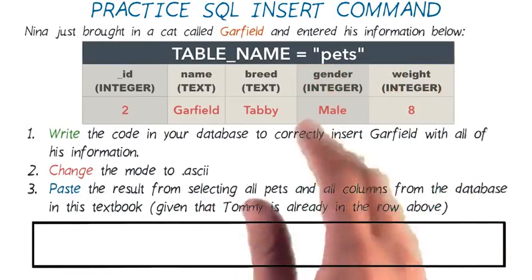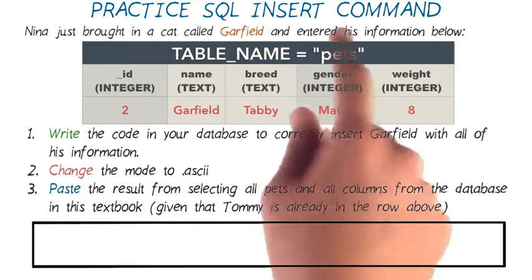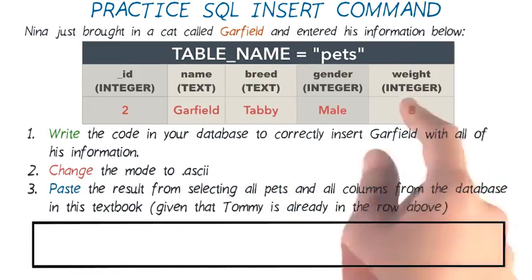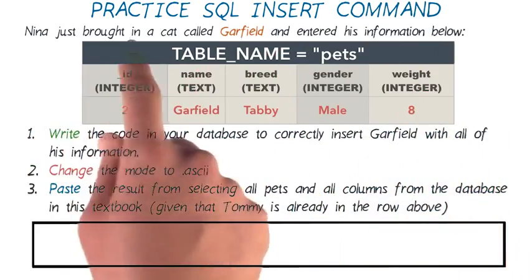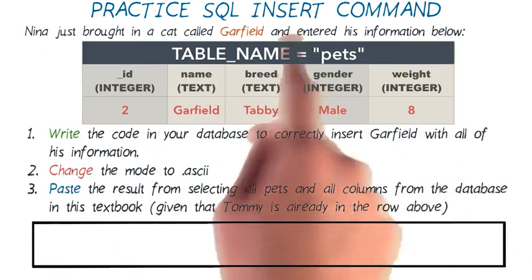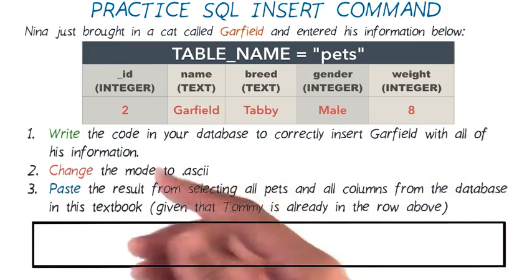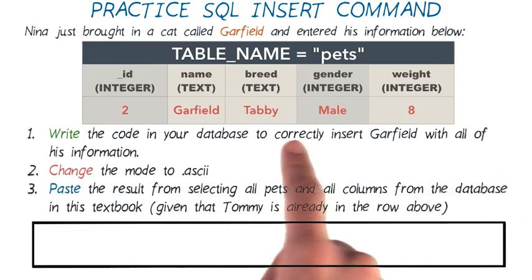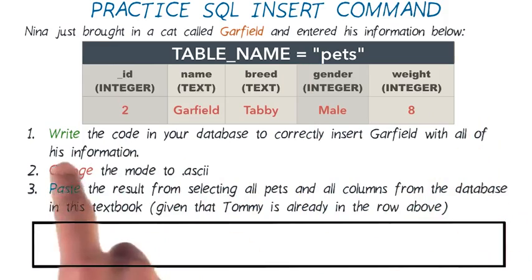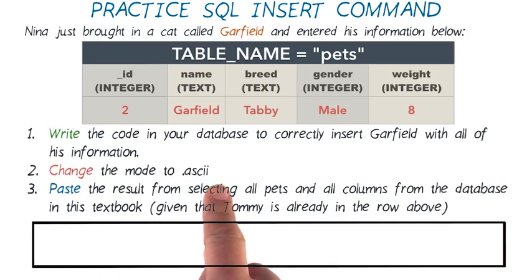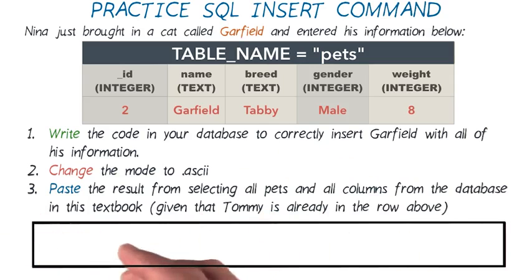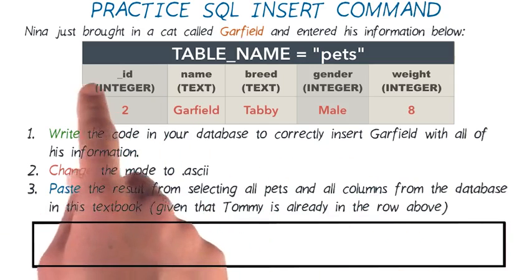Now here's an exercise to help you practice using the SQL insert command within the table. So in this scenario, Nina just brought a cat named Garfield and entered his pet information below. What I'd like you to do is to write the code in your database to correctly insert Garfield with all his information. Then go ahead and change the mode to .ASCII and then paste that result from selecting all the pets and all the columns from the database into this text box here. And so this is given that Tommy from the previous video has already been added in the row ID 1.